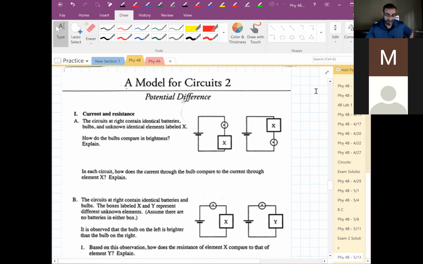Okay, let's work through this sheet together. So we're going to talk about current. It says the circuits at the right contain identical batteries, bulbs, and an unknown identical element labeled X. How do the bulbs compare in brightness? So one of them is hooked up before this unknown element, and the other one after.